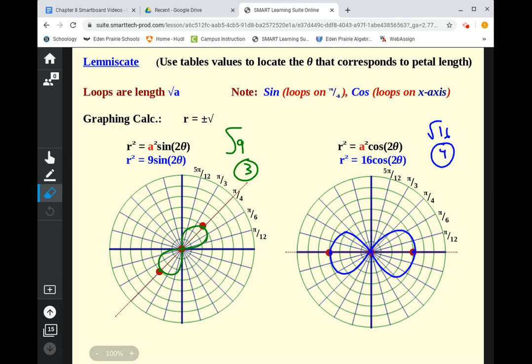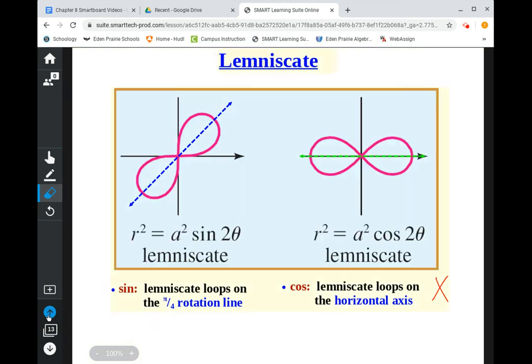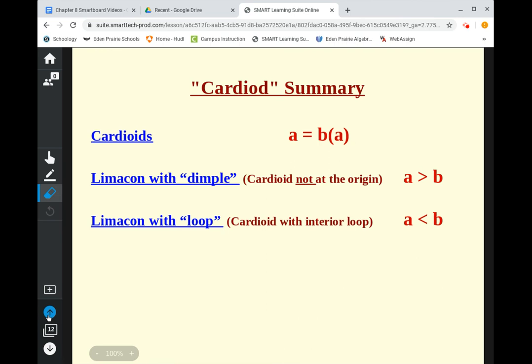Make sure you have the forms of all the equations down and the names of them, and then the diagrams of what they look like in your notes. So when you take your test, you recognize what the graph should look like. Lemniscate, and then these rules right here about the cardioid, limaçon with the dimple, and limaçon with the loop.